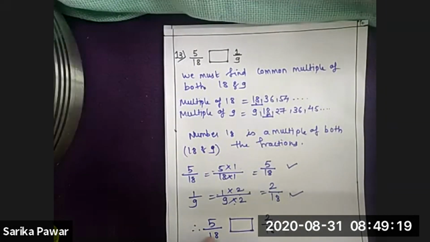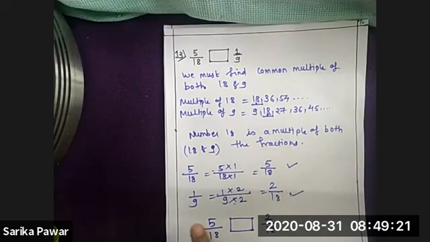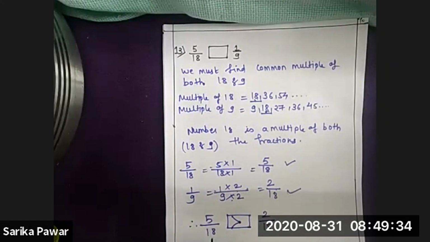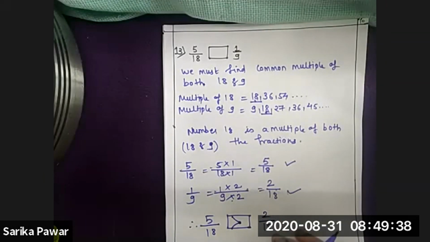Now tell me, the denominators are the same. Now observe the numerators, 5 and 2. Which one is greater, which one is smaller? You tell me. 5 is greater, 2 is smaller. Very good. So the fraction 5 upon 18 is greater than the fraction 2 upon 18. Got it, all of you?